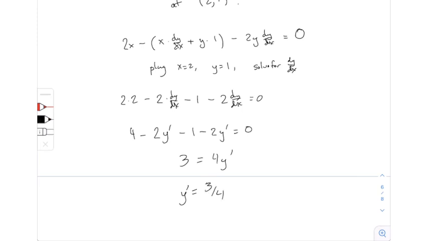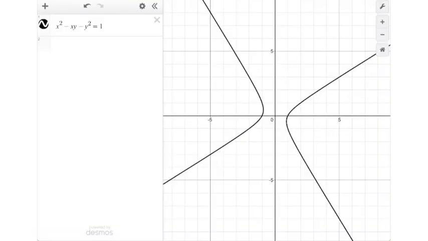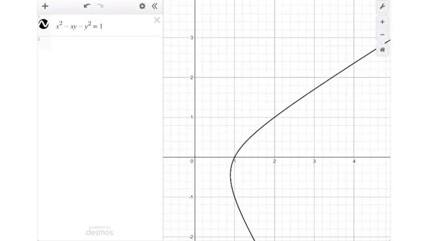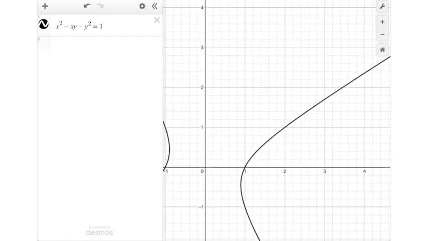Can I see if that looks reasonable on the picture? Anyone know the name of this shape? This is a hyperbola. Anyway, the point was right here, 2 comma 1, and I said 3/4. That means up 3 and over 4. I can't make my dot on the picture, but it looks reasonable, right?